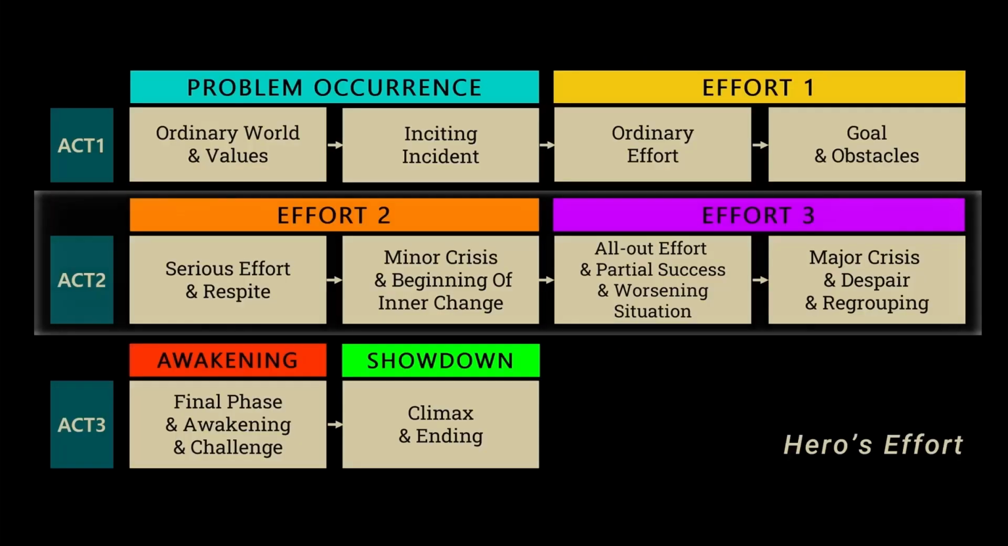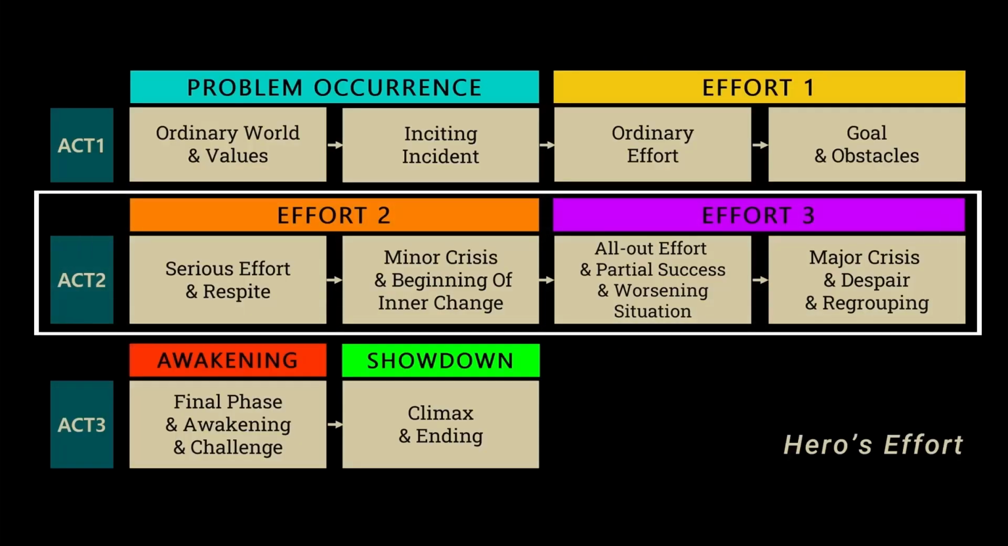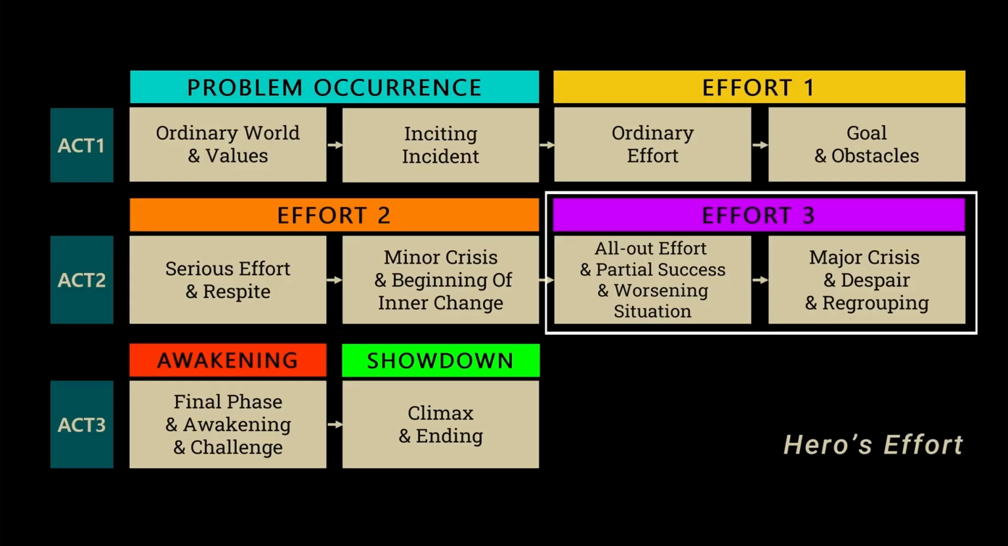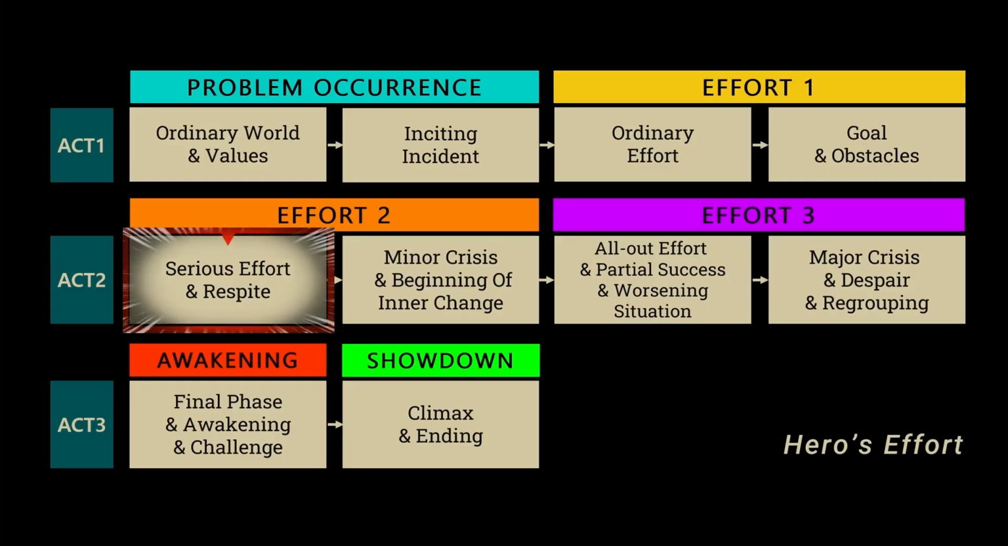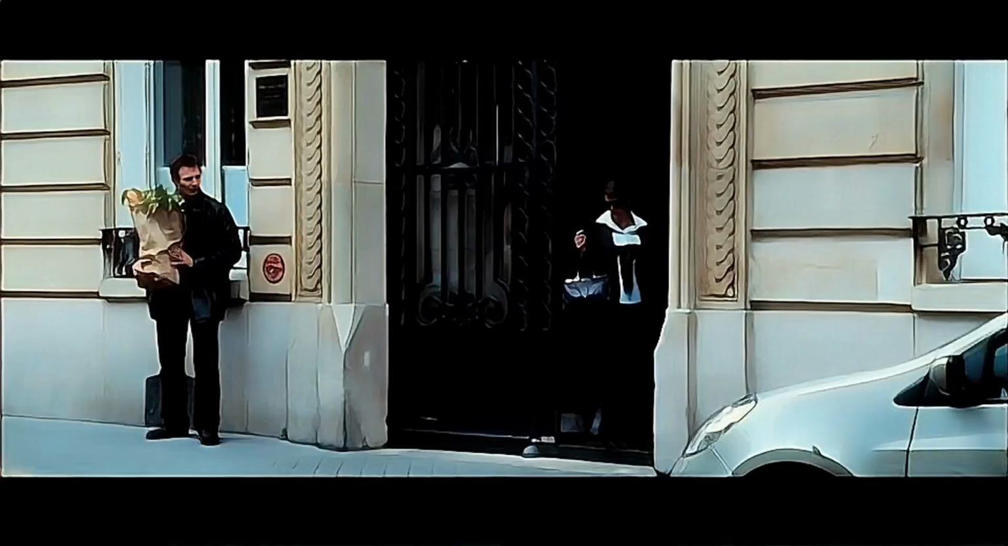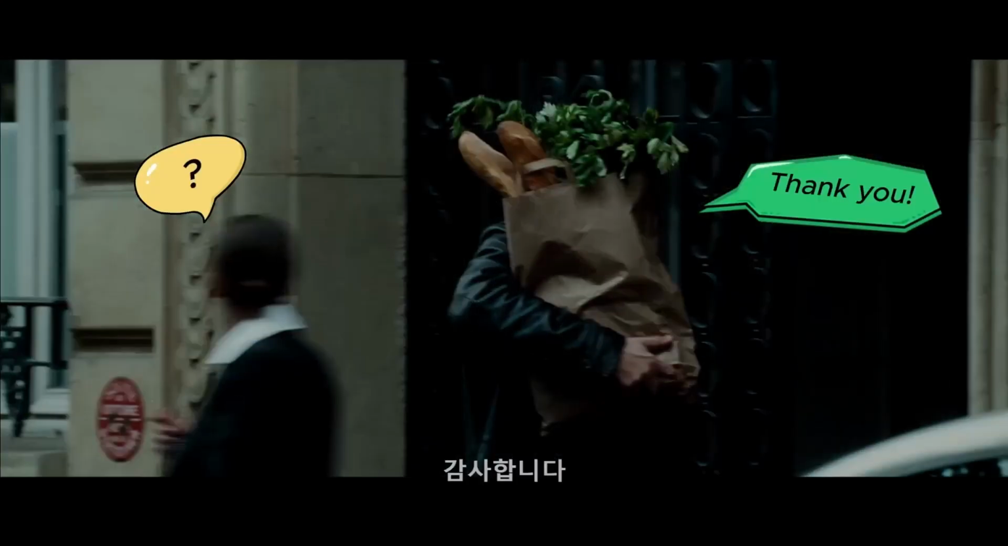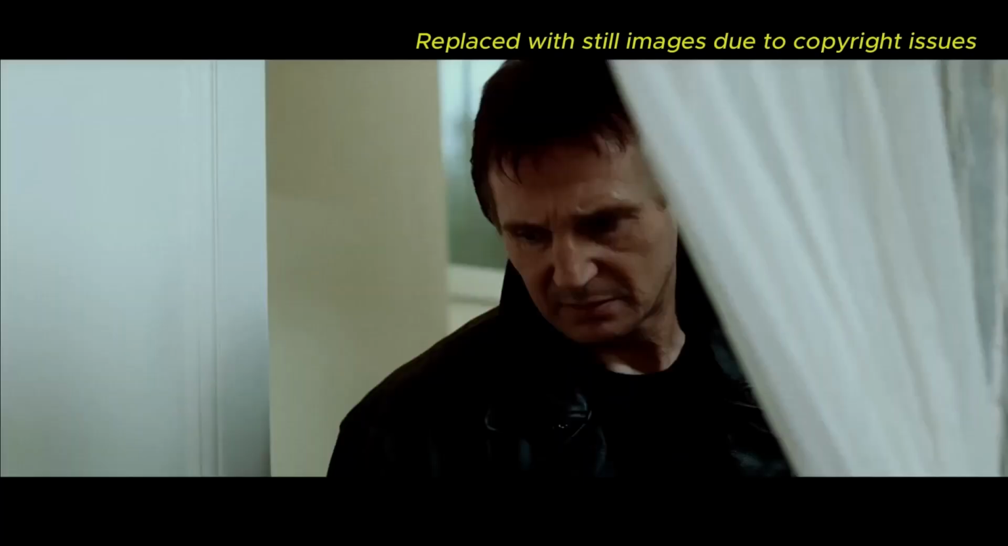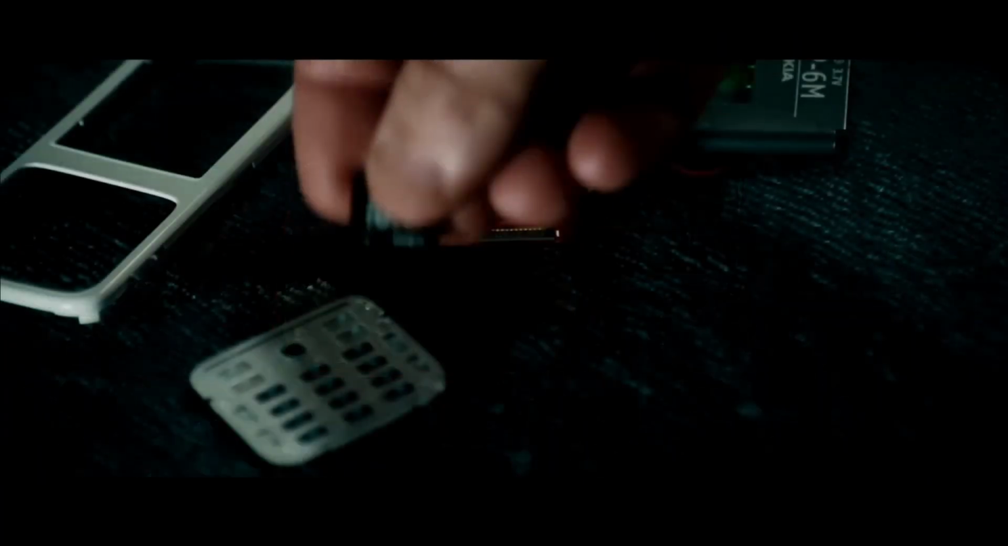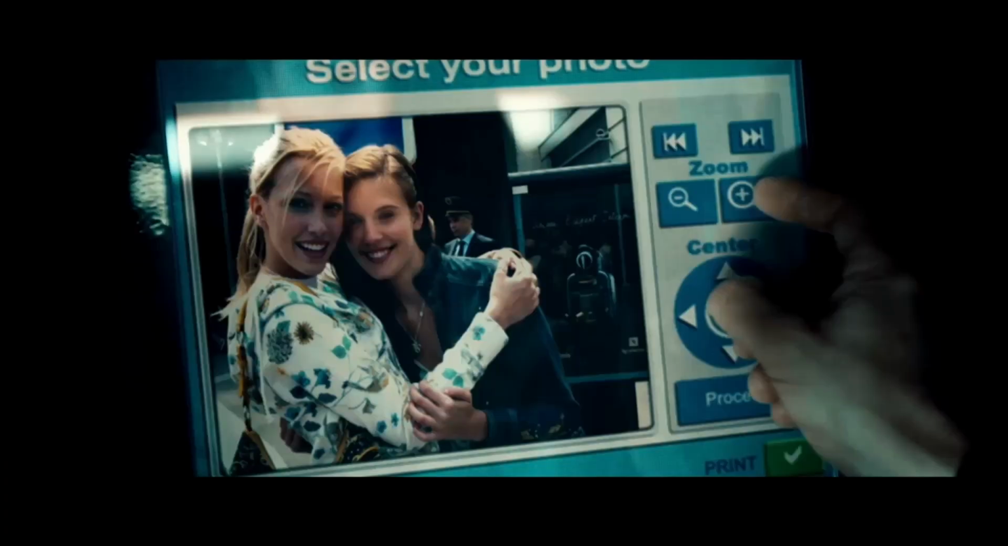Now we're in Act 2. Act 2 is split into two parts, the first half and the second half. Stage E is serious effort and respite. As Act 2 begins, the protagonist puts in a serious effort, one that takes more energy than the first. Brian investigates the lodging where his daughter stayed and ambushes Peter, who had approached her.